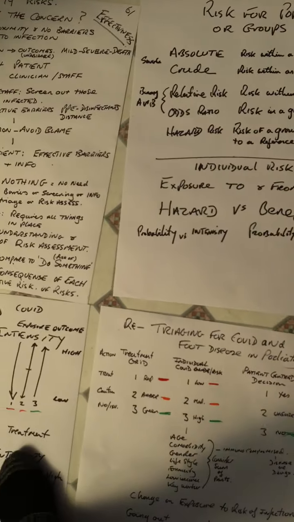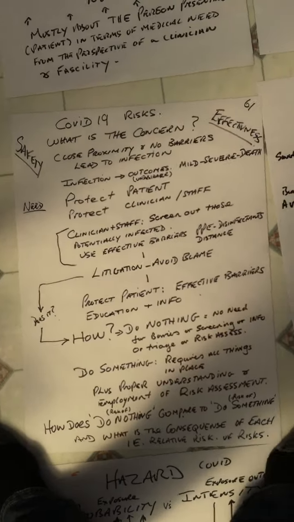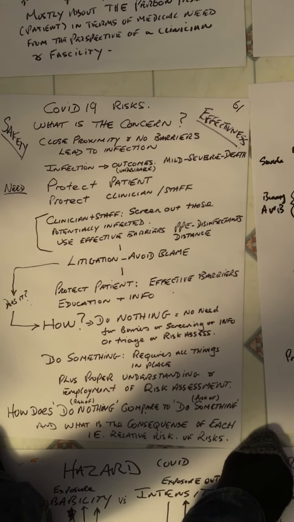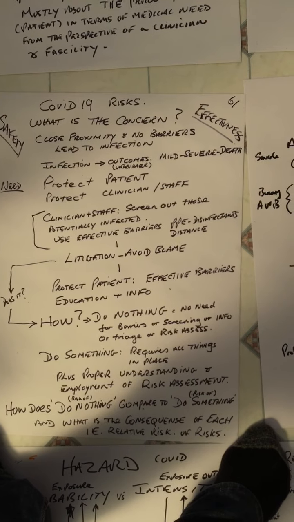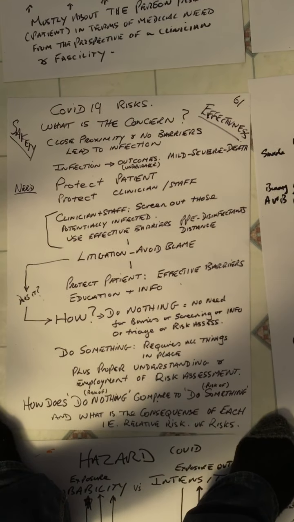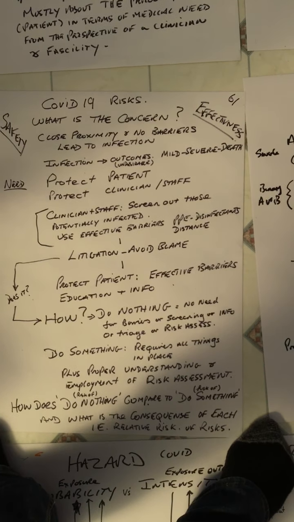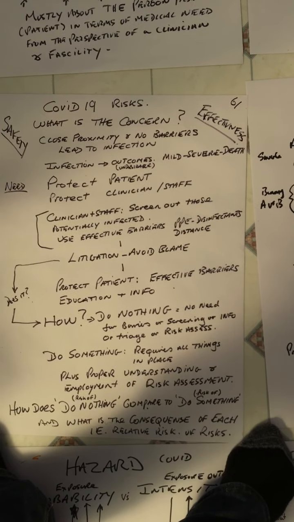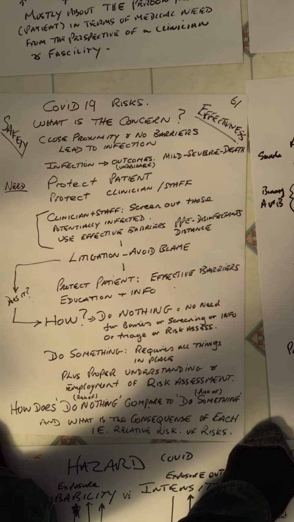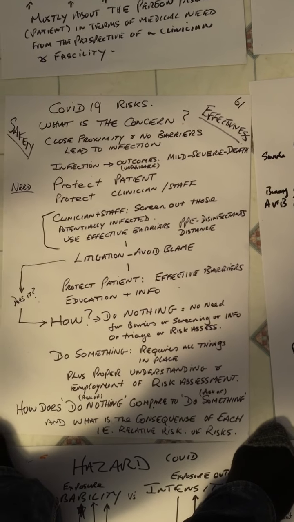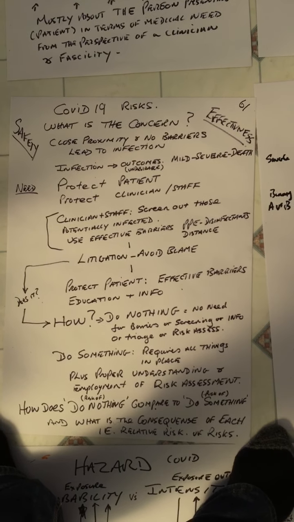So what is this in terms of the COVID risk? We're looking at what is the concern, and we've got kind of two things. We need to be safe, but we need to be effective. And so the concern is that in close proximity with no barriers, that it leads to infection of others. But what's the outcome of those infections? They can be severe, or they can be mild, or they might be death.